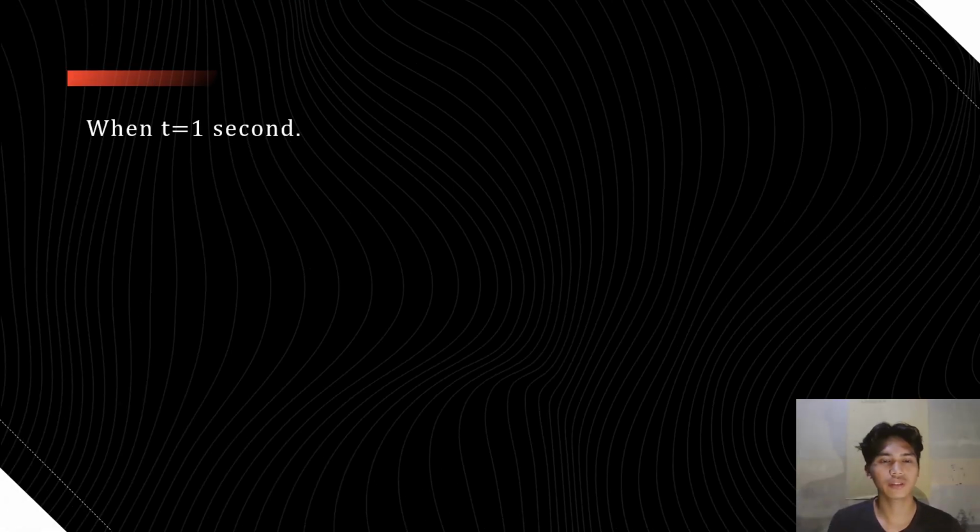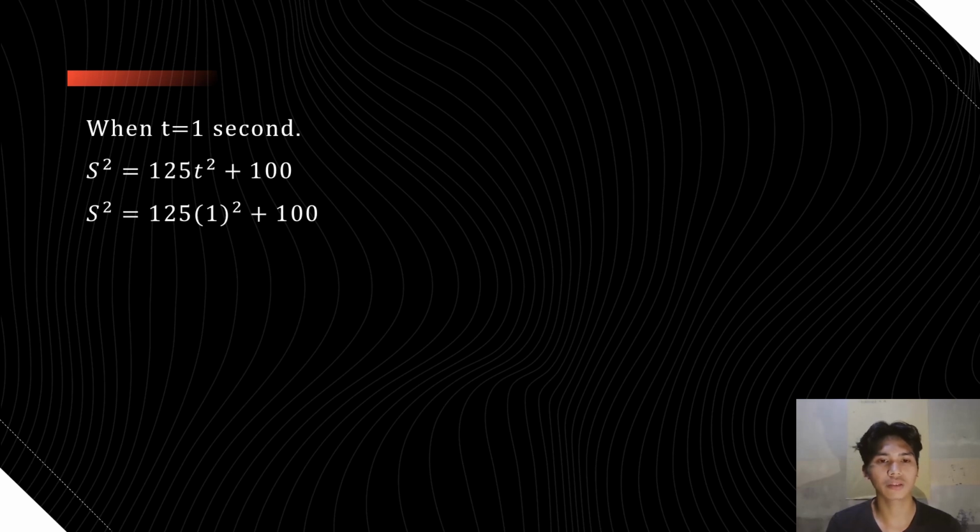So when t is equal to 1 second, we substitute 1 in the formula. s squared equals 125t squared plus 100. So we substitute the 1 into this formula. So s squared equals 125 times 1 to the power of 2 plus 100. We all know that 1 squared is always 1. So 1 times 125 is 125. So 125 plus 100 is equal to 225. Then we take the square root of both sides. So s equals square root of 225, which is 15 feet.